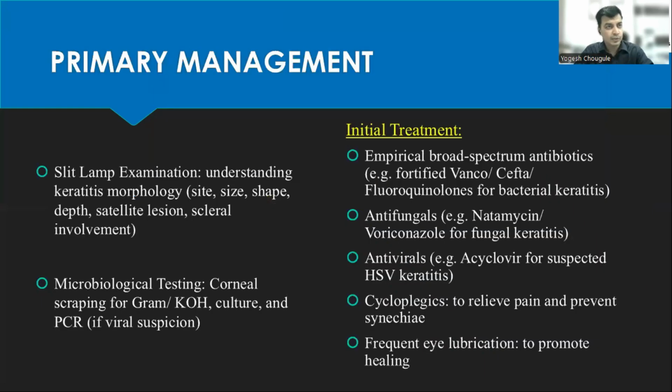Keratitis diagnosis begins with a slit lamp examination, and understanding the ulcer morphology is very important. To objectively track the response, we can sketch the ulcers on the case sheets, noting their size and features at each visit. This allows precise comparison over time.